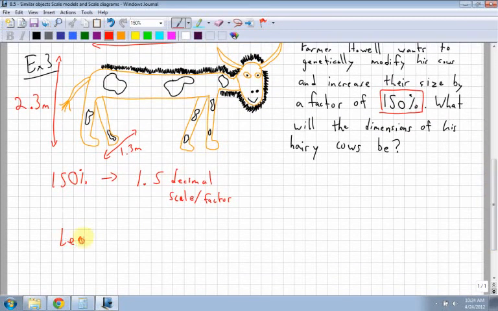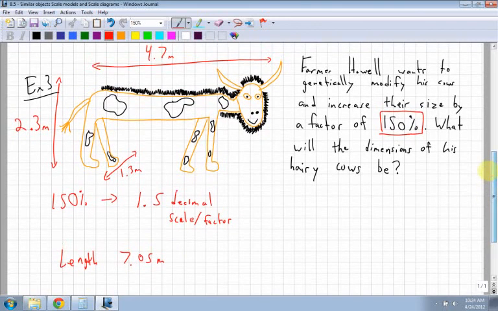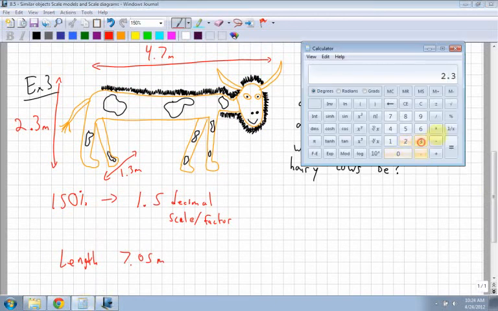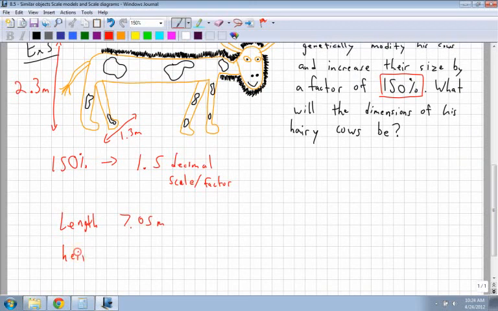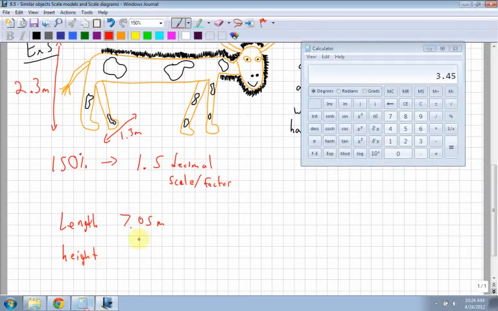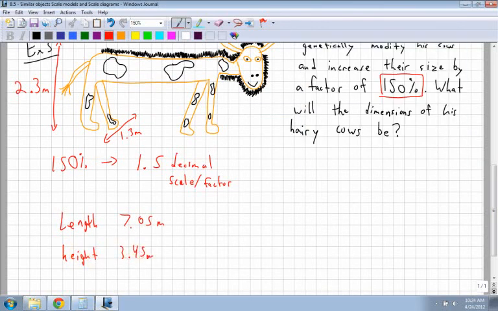So the length is going to be 7.05 meters. That's really big. What about the height? Let's check it out. Height is 2.3, so I multiply it by my scale factor of 1.5 and get a height of 3.45, which is very tall. That's over 9 feet tall.